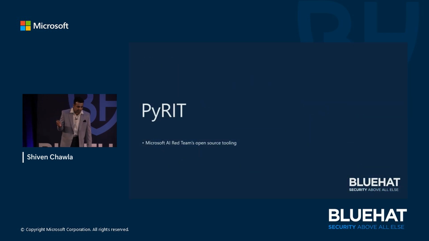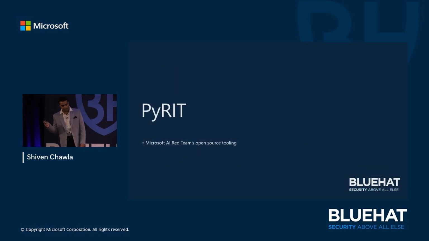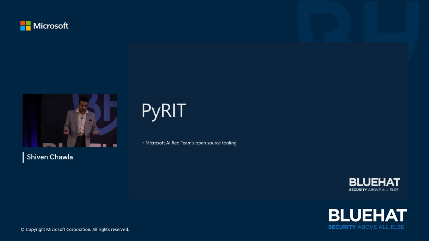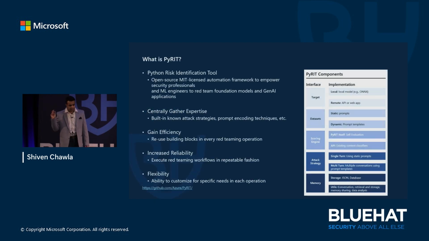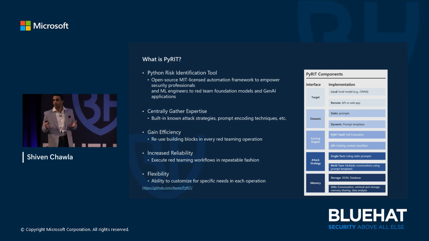Moving forward, we'll have a quick look at PyRIT. This section will simply tell us about the AI Red Team's own open source tool, which is called PyRIT. It is used for assessing risks and threats for various LLMs and LLM-based products. This slide simply tells you what the features of PyRIT are.